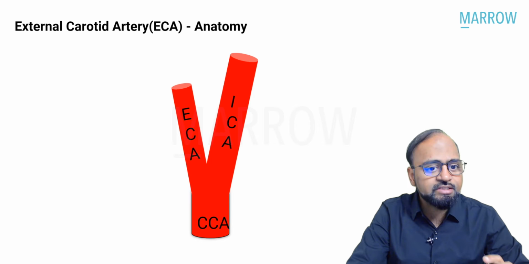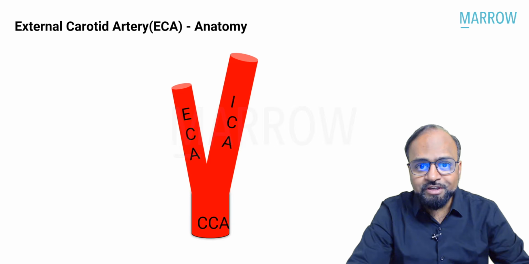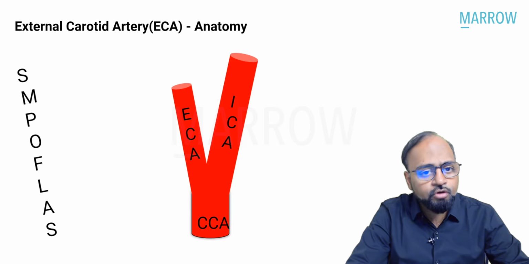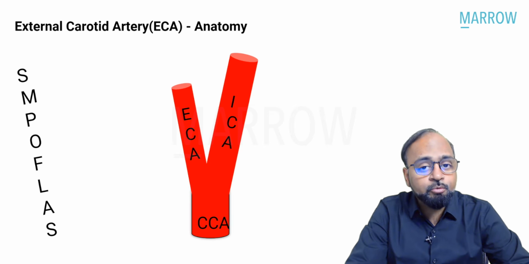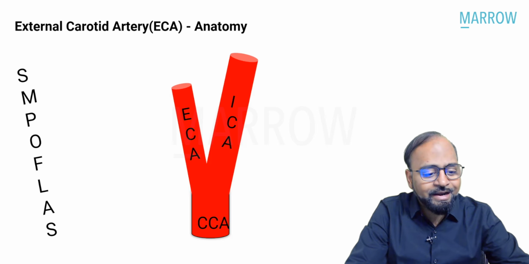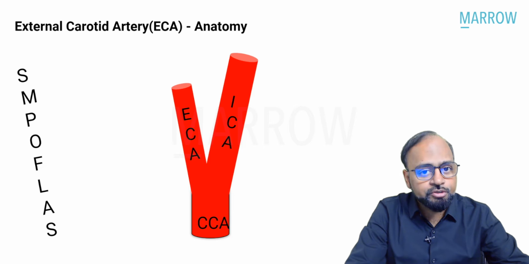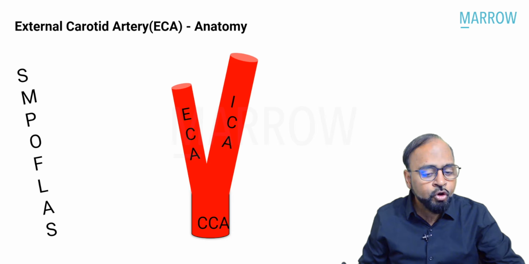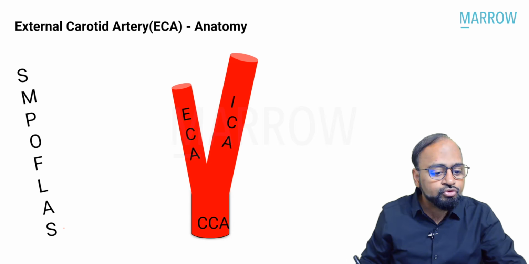Now, let us focus on the anatomy of the external carotid artery. The external carotid artery gives rise to a lot of branches. A few mnemonics help you remember them. One of them is: some anatomists like to freak out potential medical students. What are the branches of the external carotid artery in their sequence of origin? Let us quickly have a look.